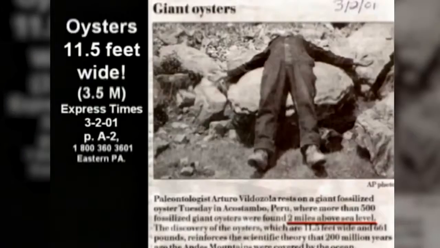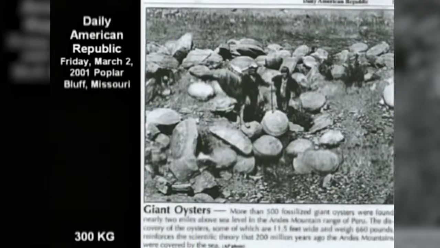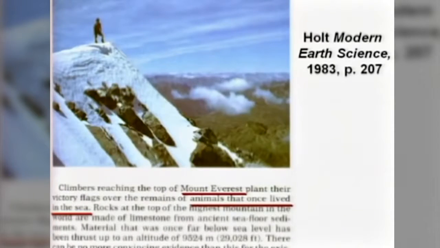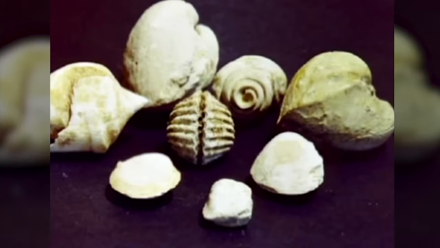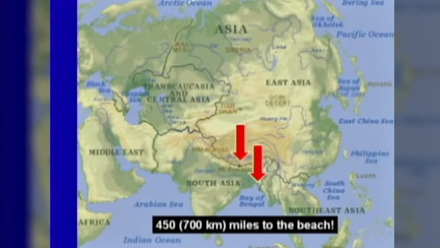Turtles got pretty good size. That's a big turtle. Oysters were found 2 miles above sea level, 11-foot oysters weighing 600 pounds, 2 miles above sea level in the Andes Mountains. When they climbed Mount Everest, they found petrified clams on top of Mount Everest. Interesting thing about these clams, they're petrified and they're closed. Now, I'd like to point out, Mount Everest is a little ways from the beach, first of all, okay? About 450 miles to the beach.